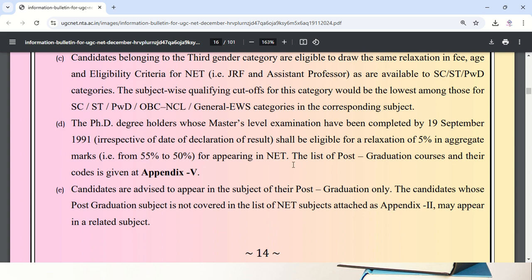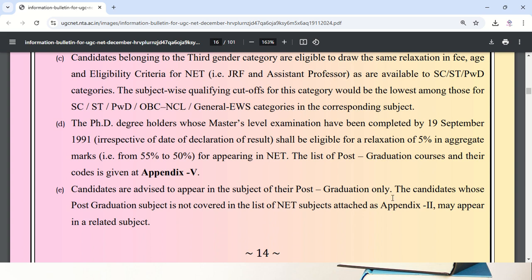This is only for general category people. The list of postgraduation courses and their codes is given in Appendix 4 and Appendix 5, if you are looking, those details will be available. Again I repeat, if anybody completed their master's degree by 19 September 1991, those people will get a 5% relaxation in marks.